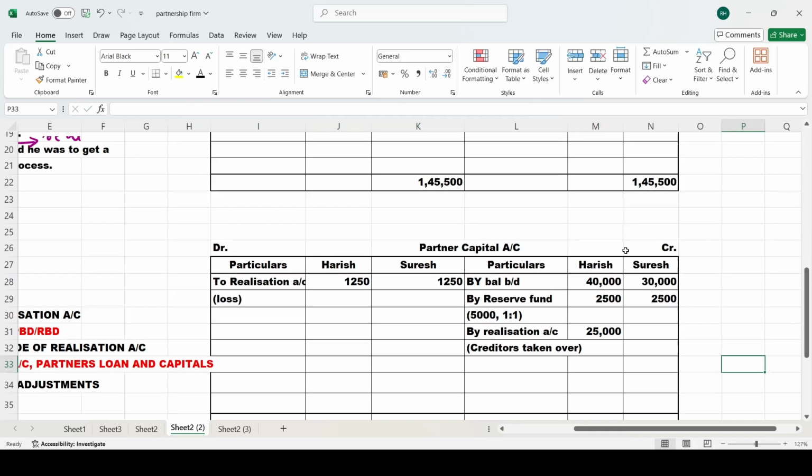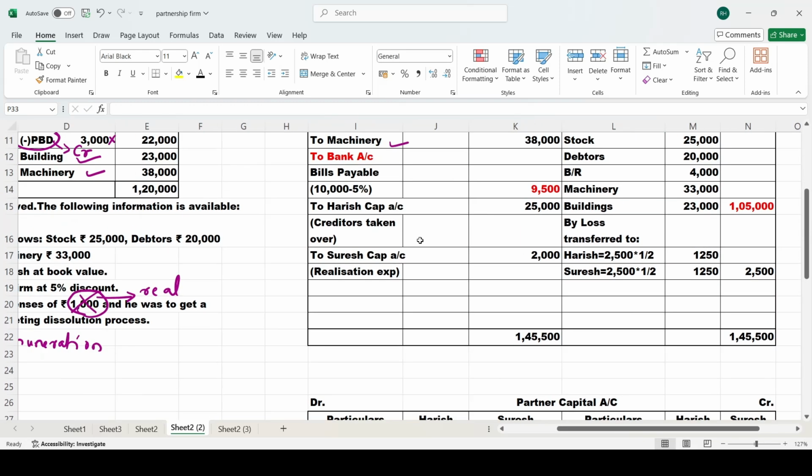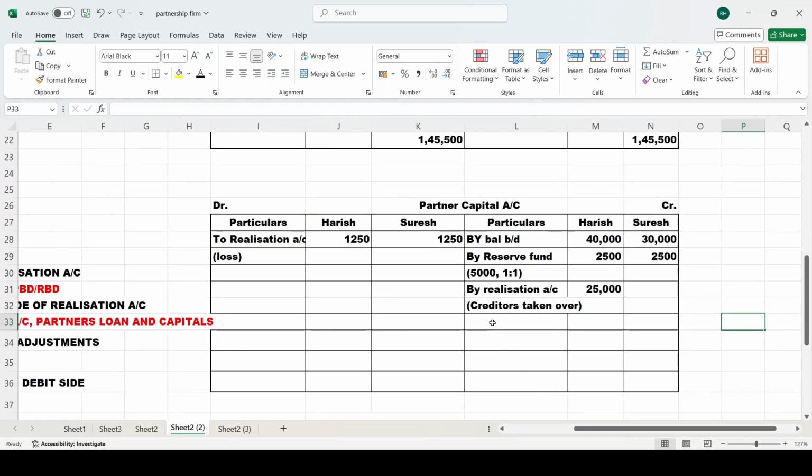And then you can observe here, the firm is not paying the realization expenses, but Suresh is paying the realization expenses. So we have recorded it as Suresh capital account, on the debit side. So that will go to the credit side, by realization account, realization expenses. You just record it in the Suresh column.